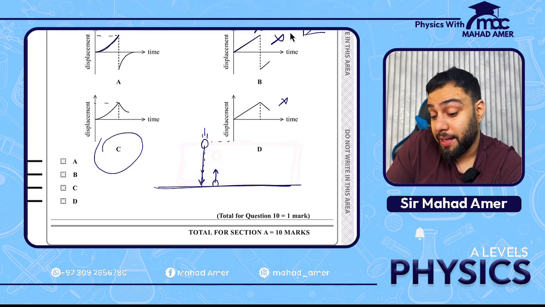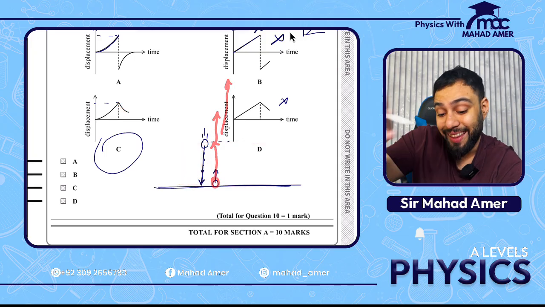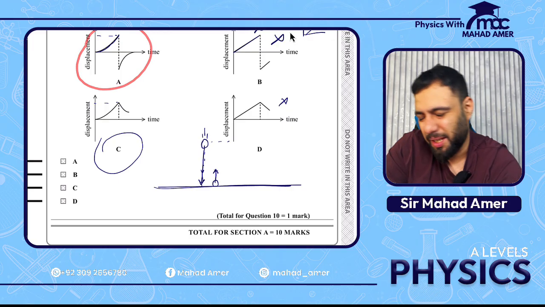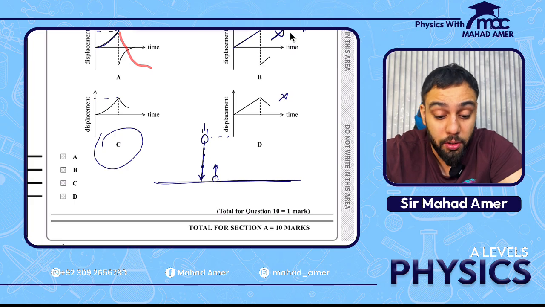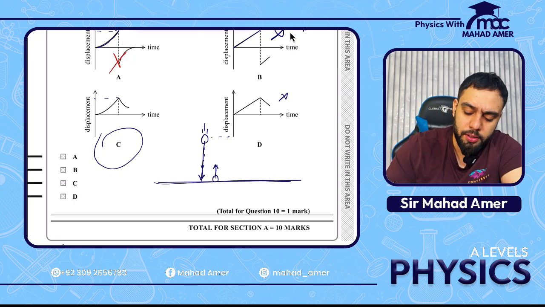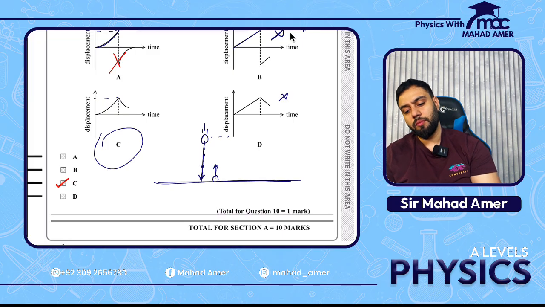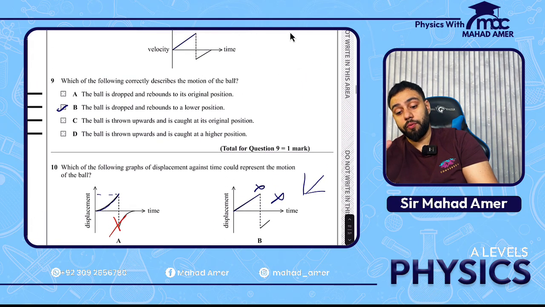In case this ball had passed this point and gone up, in that scenario it would have been something other than A, but it's still not A. It would be something like this and then eventually going down. So this scenario is completely wrong. This can only be C. And that's pretty much a lot of questions that we have done regarding motion graphs.